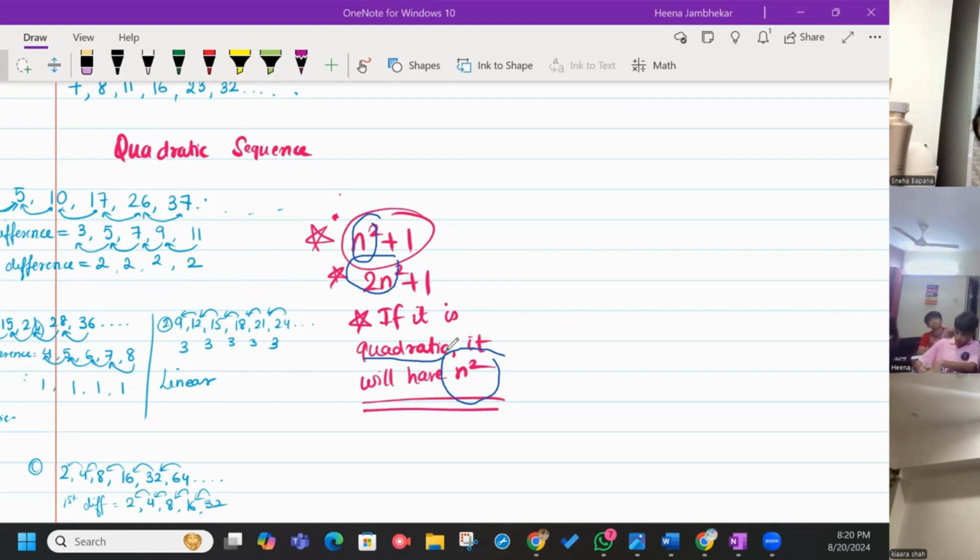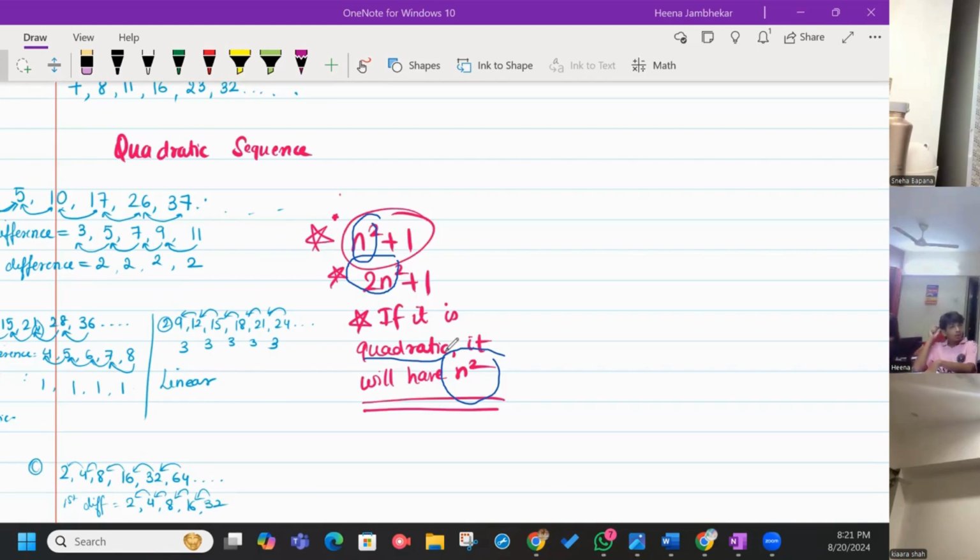Now below that, write first difference. What's the first difference? 5 minus 2 gives you a 3. 10 minus 5 gives you a 5. 17 minus 10 gives you a 7. Then you have a 9 and then you have an 11. Are you understanding the first difference?